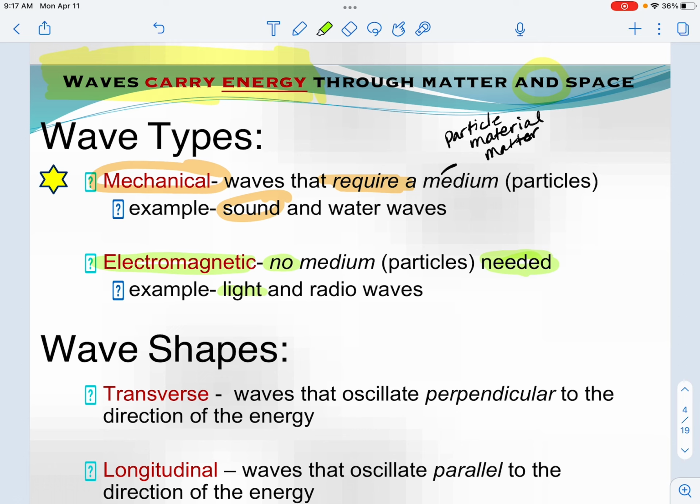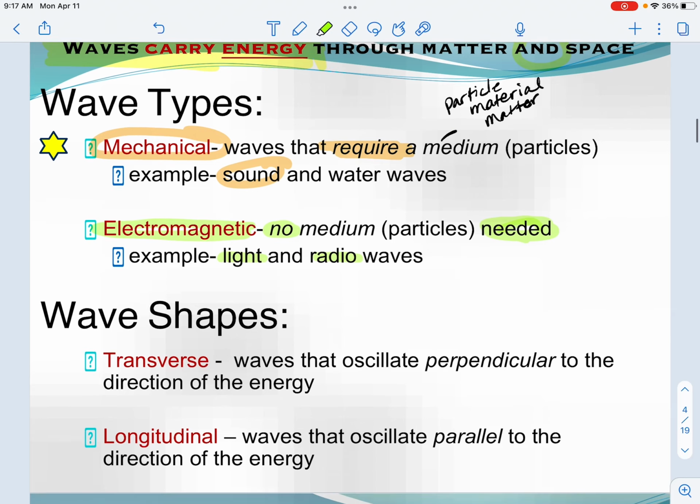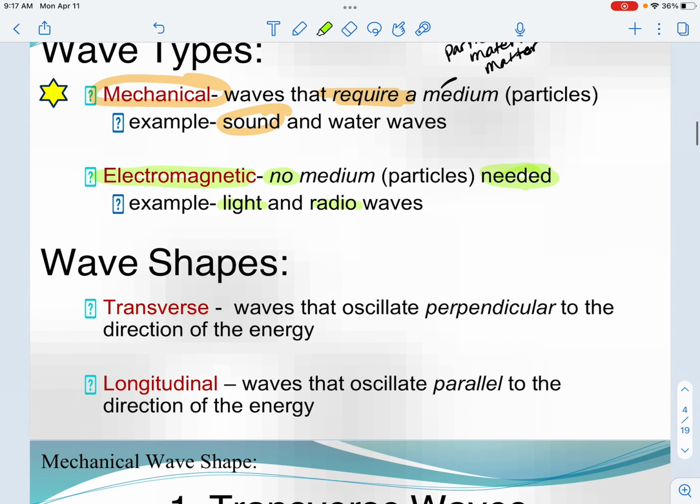You see our example here, light. We could still have light even though there are no particles, because although light is a wave, it does not require those atoms in order to carry the energy. So our examples here are light and radio waves, and we'll talk about those more specifically when we get into the chapter focusing on electromagnetic waves. In this chapter, we're going to be focusing on mechanical waves, so our waves are going to require some sort of material. Now, for our wave shape, waves carry energy.